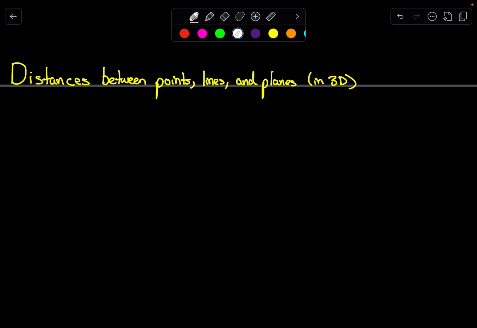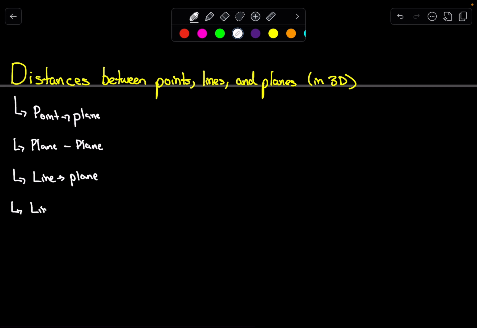We're going to figure out the distance between, we'll start with a point and a plane. So a point to a plane, maybe then we'll do a plane to a plane. So plane to plane. Then we'll do a line to a plane. Line to plane, we'll do maybe two lines in 3D space, line to line. And then we will cover a point to a line. And that's pretty much all the different combinations of things that we could get.